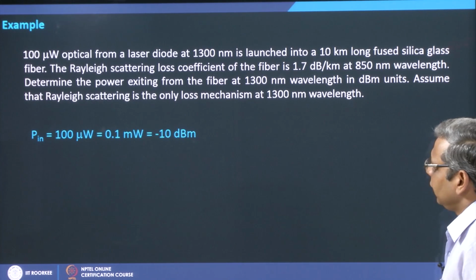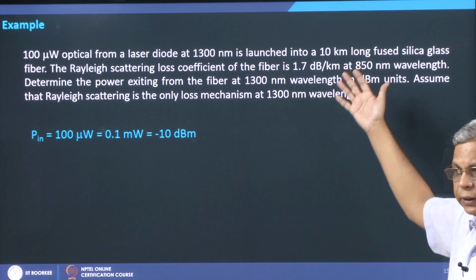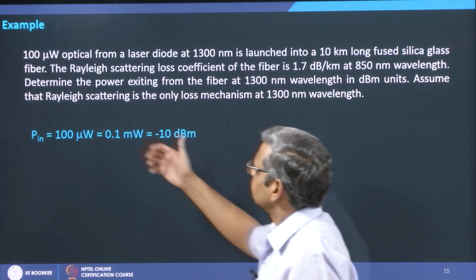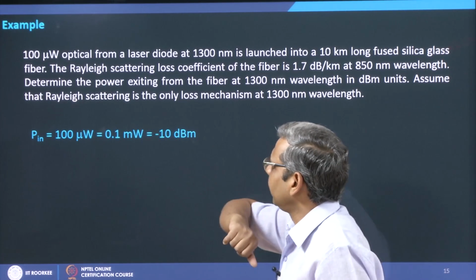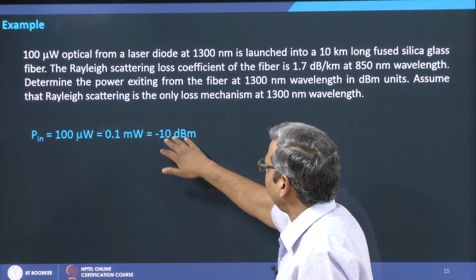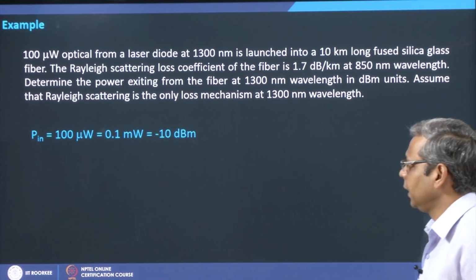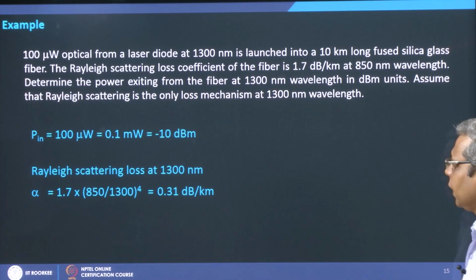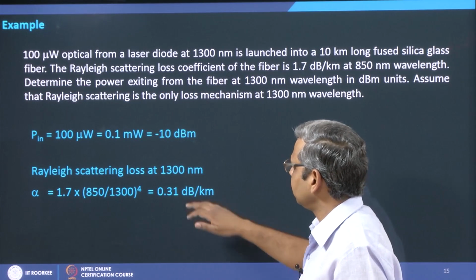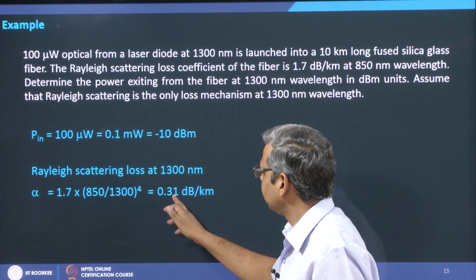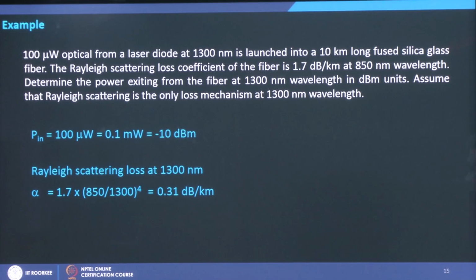So, if I now calculate, of course, the calculation would be simpler if I use dB units. So, I convert this input power which is 100 microwatt into dBm units. So, Pin is minus 10 dBm, and now if I calculate Rayleigh scattering loss coefficient at 1300 nanometer wavelength, then it comes out to be 0.31 dB per kilometer.